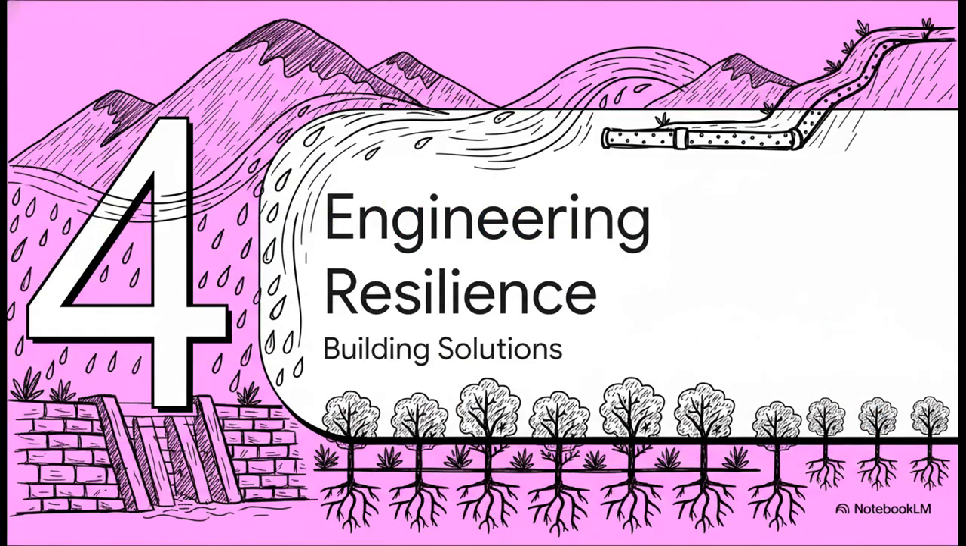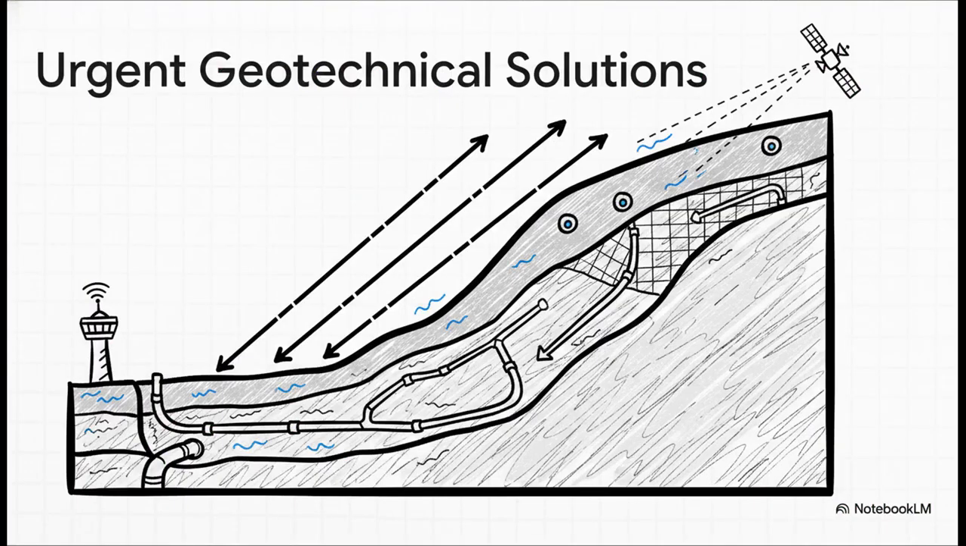So, given this understanding, let's turn to the solutions. What are the practical engineering-based interventions that can build slope resilience? From a geotechnical perspective, there are several urgent solutions. We have active stabilization techniques like soil nailing and anchoring. We can implement comprehensive drainage systems to manage that critical pore water pressure. We can also use reinforcement materials like geosynthetics and retaining walls. And crucially, deploy real-time monitoring to provide early warnings.